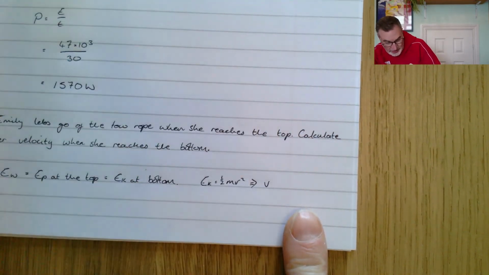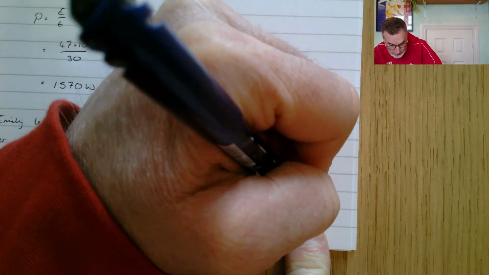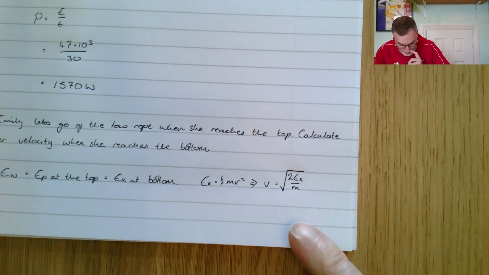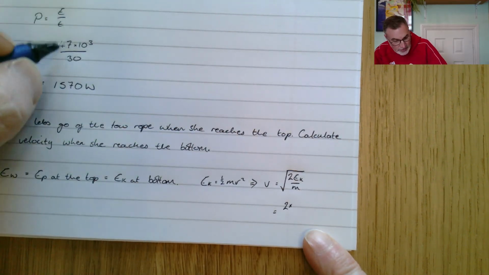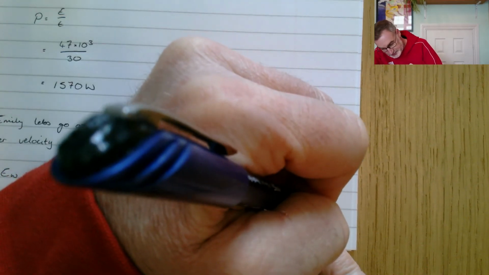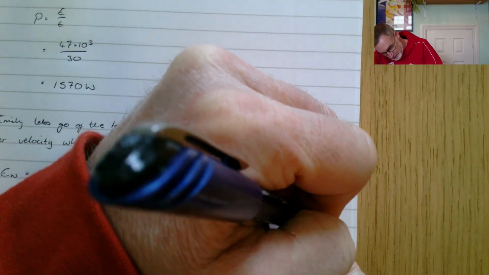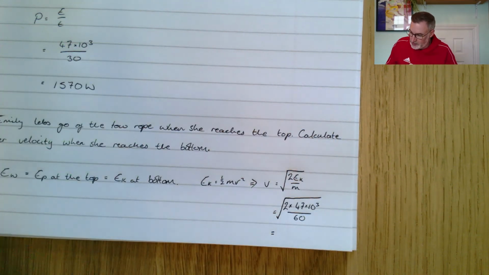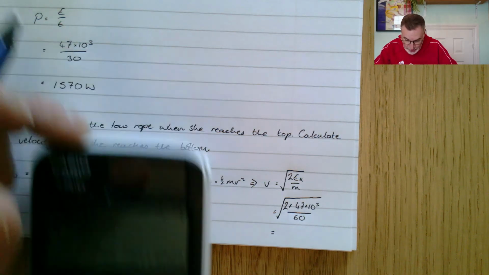Which will give us v is equal to the square root of 2EK over m, which is going to be 2 times 47 kilojoules over m, and that will give us a velocity of, let's say, 40 meters per second.